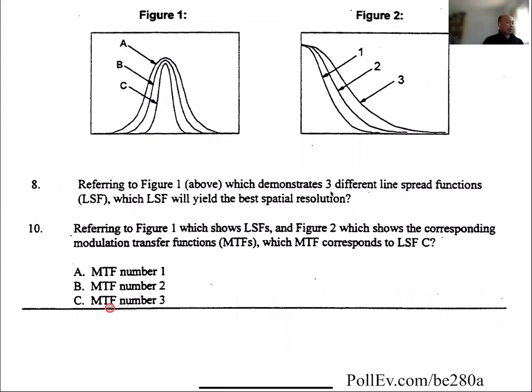Why don't we do this one as a poll? Just to make sure, let's try it out. For number A, the question is, which of these, A, B, or C, corresponds to the thing that has the best resolution? It should be fairly easy to do, just put in your response. These are different impulse responses, so which one has the best resolution?